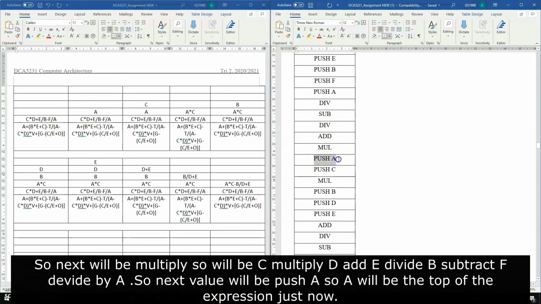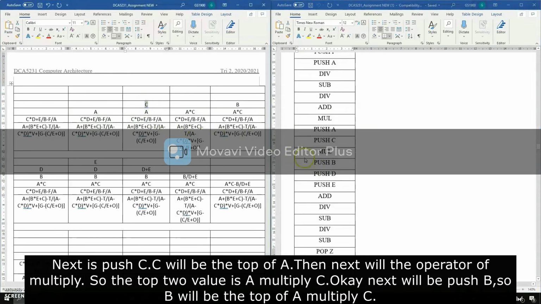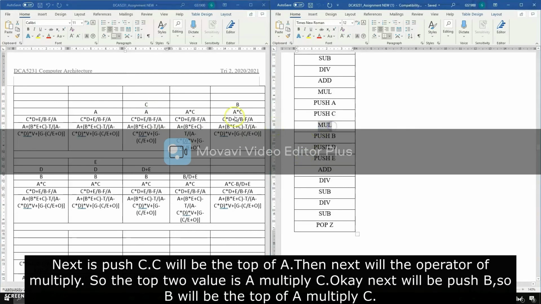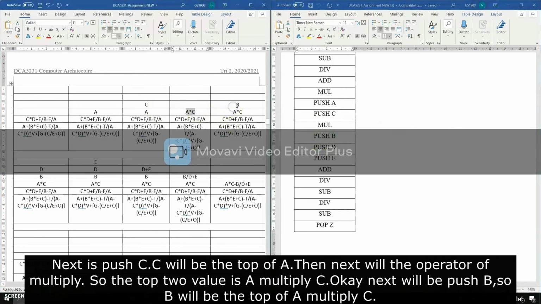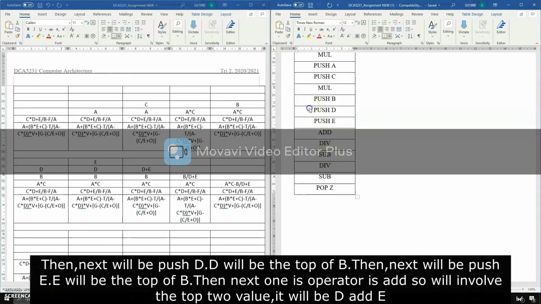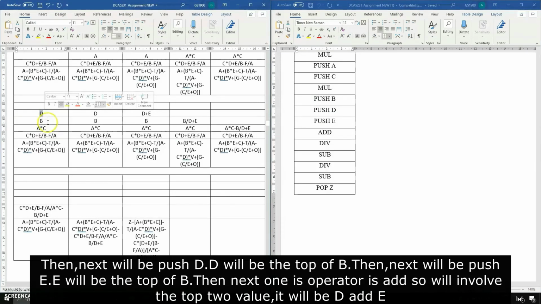So next value is push A. So A will be the top of the expression just now. Next is push C. C will be on the top of A. Then next will be the operator of multiply. So the top two values are A multiply C. Okay, next will be push B. So B will be on the top of A multiply C. Then next will be push D. D will be on the top of B.